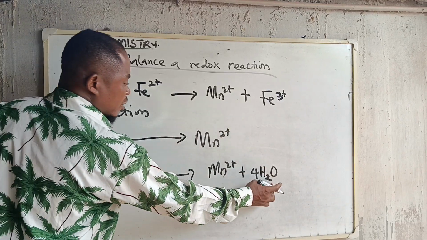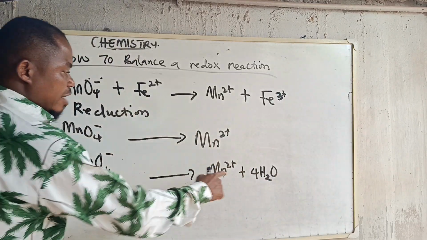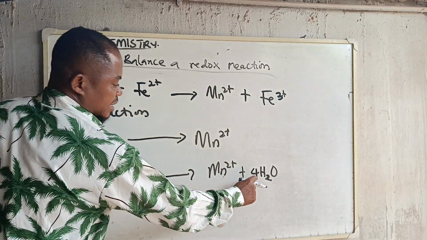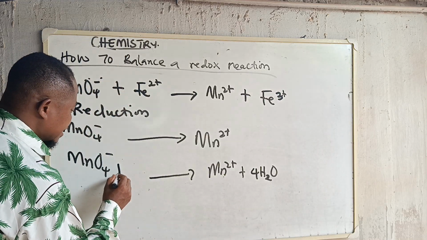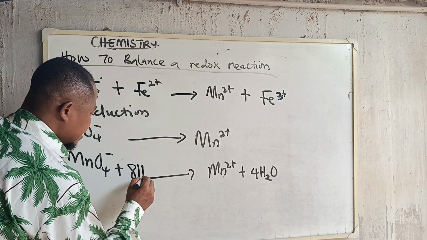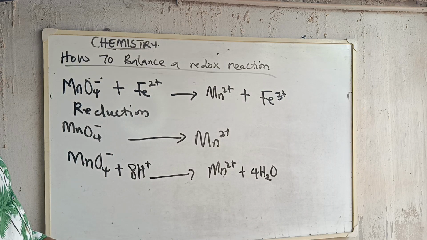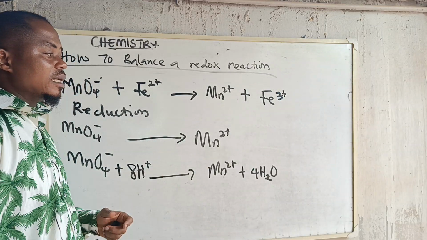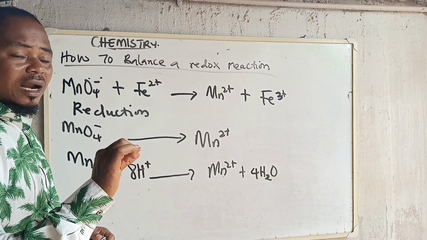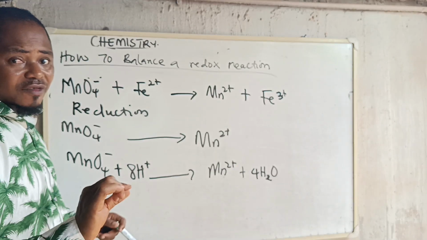Now, because there is this, I have to balance this. When you balance with water, you balance the hydrogen atom with what? Hydrogen ion. And since there are 8 hydrogen ions there, I'll come to this side and balance with what? 8 hydrogen ions. Now, the next thing we need to balance is what? The number of electrons transferred.